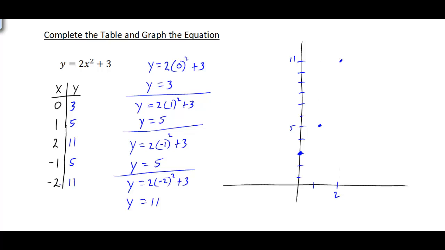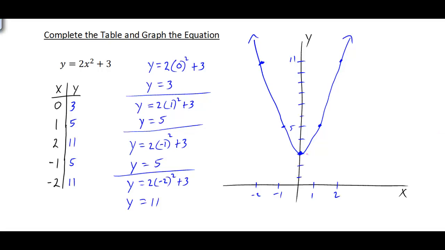And then, of course, we wanted to pick some negative points. At -1, we're going to go up 5. And then at -2, we go up 11. And hopefully you probably noticed this, we do end up with a parabola. So where does the graph cross the y-axis?